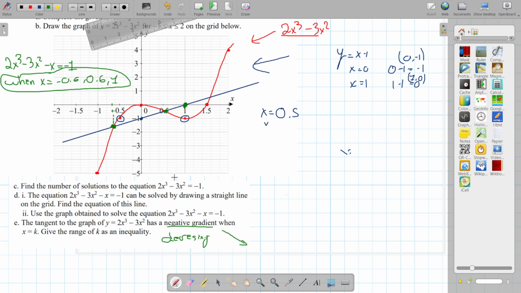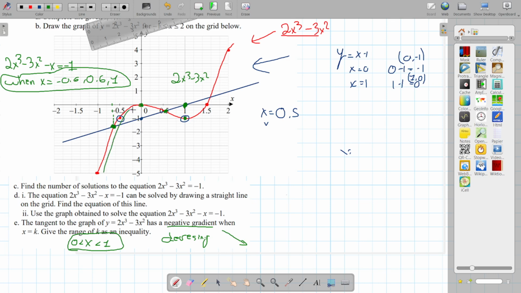Okay, all you have to do is look at our graph, 2x cubed minus 3x squared, and look where it is decreasing. It's decreasing over here from 0 all the way until here, 1. So your answer is just going to be when x is greater than 0 and less than 1. When it's between 0 and 1. That's literally it. Just see when it's decreasing.